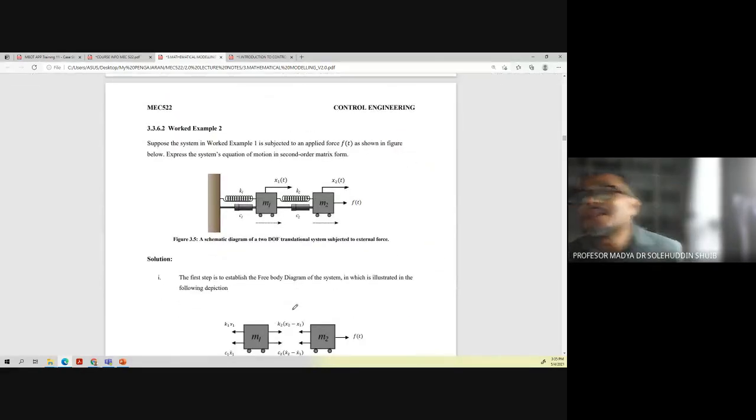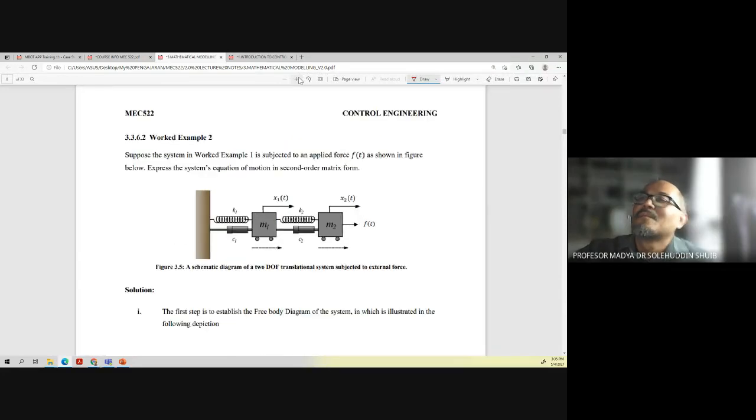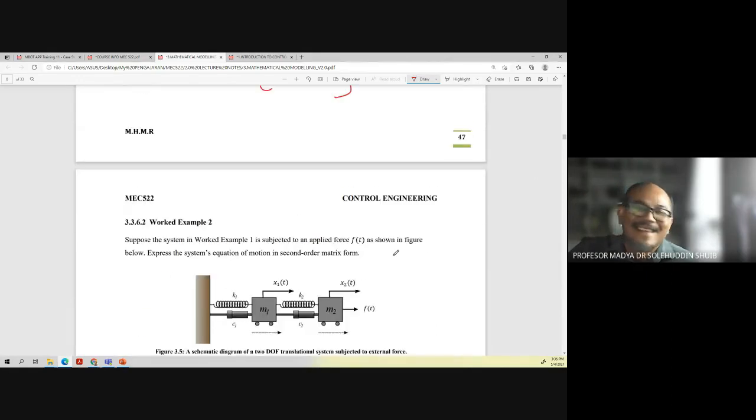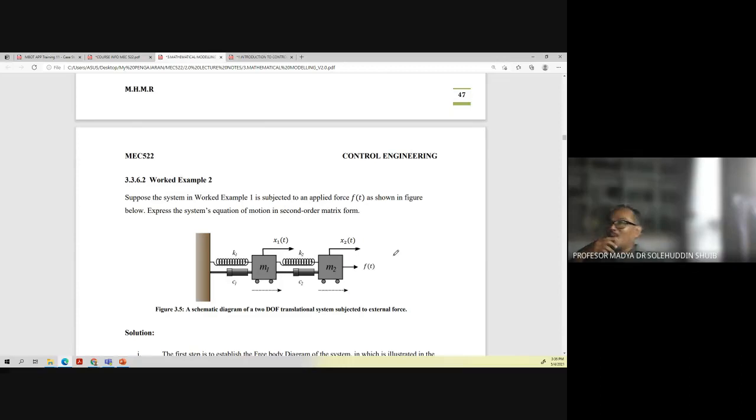What's the difference between example 1 and example 2? Anybody can tell me? What's the difference? Anybody tell me? Are you with me or not? It's raining already. This one has a damper. No, the previous one also has dampers. Any other answer?